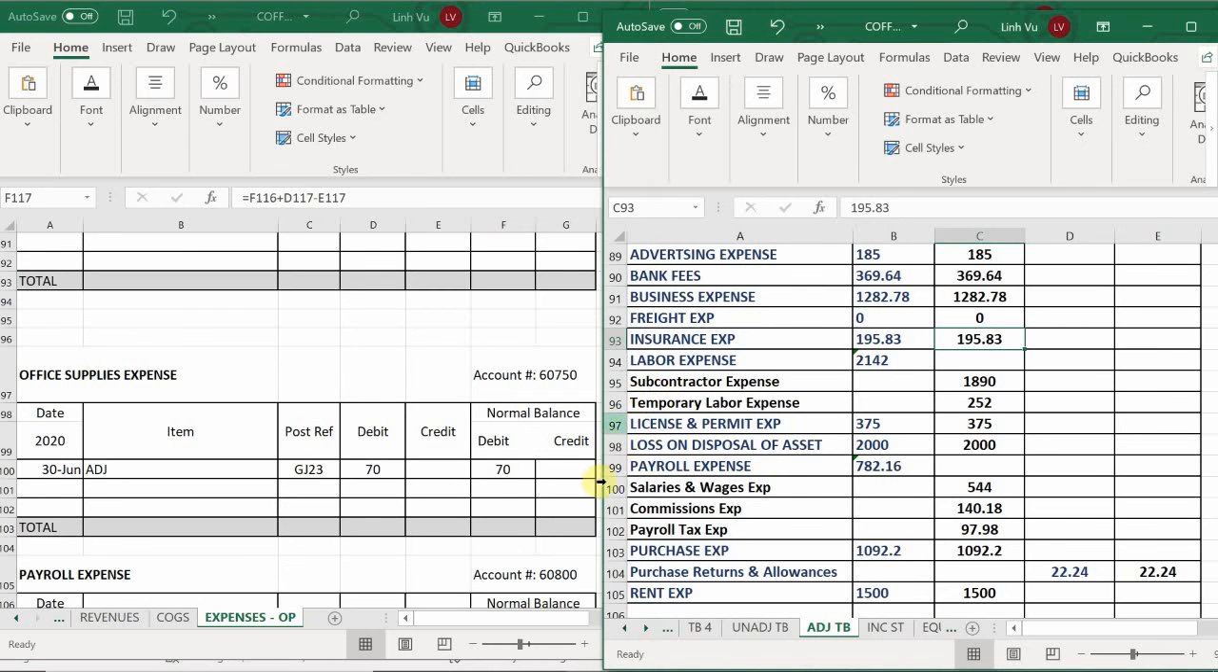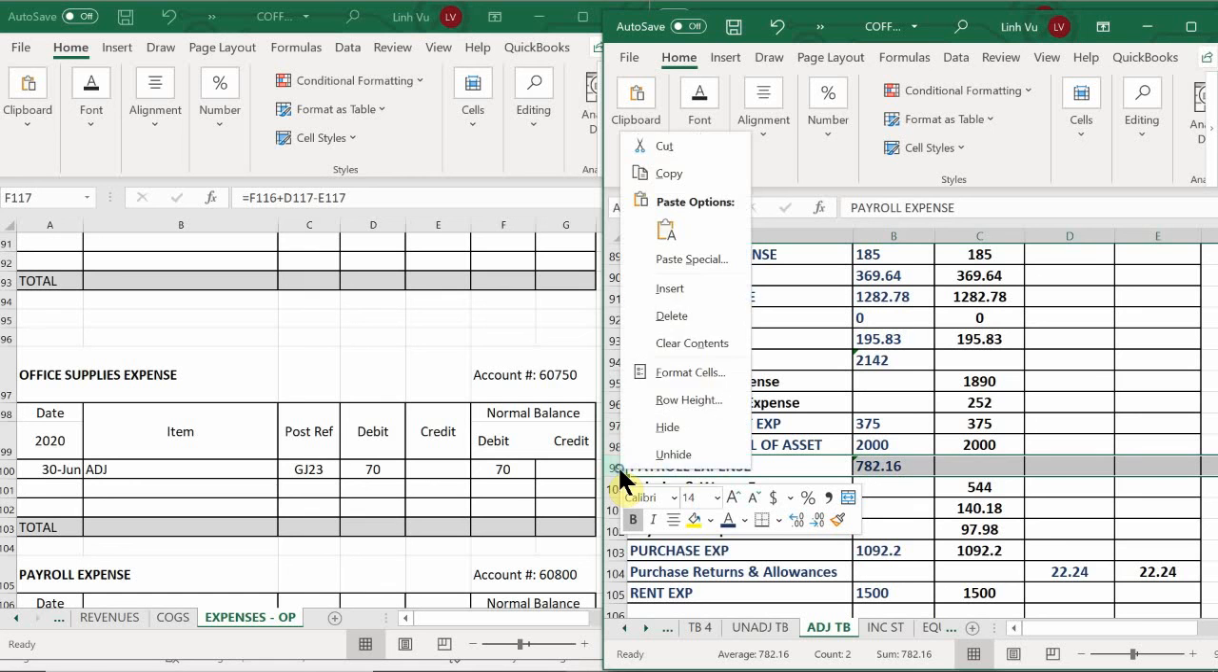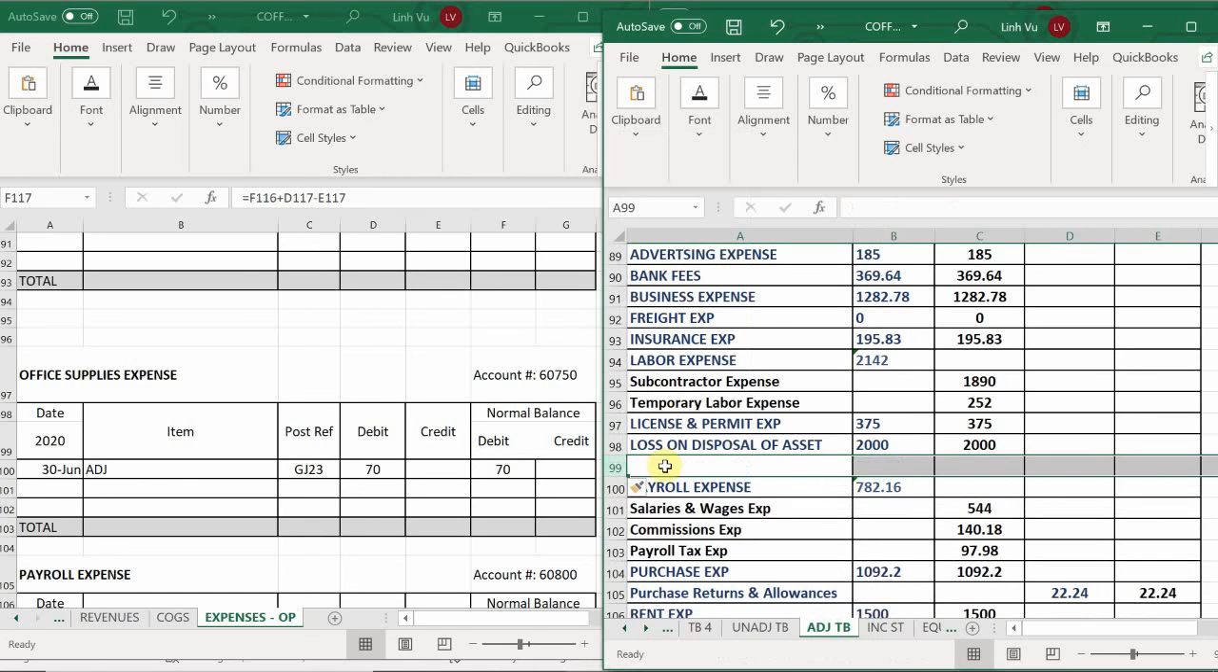So office supplies expense is going to be right before payroll. Okay. This is a main account for office supplies expense. And in this case, it is for $70.